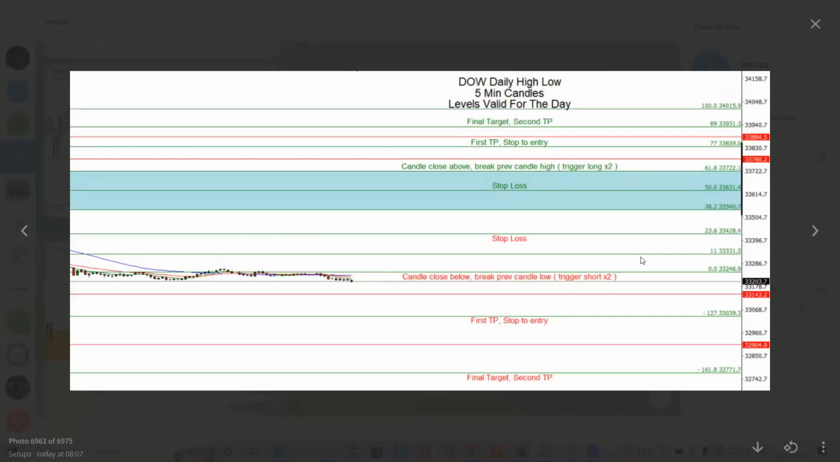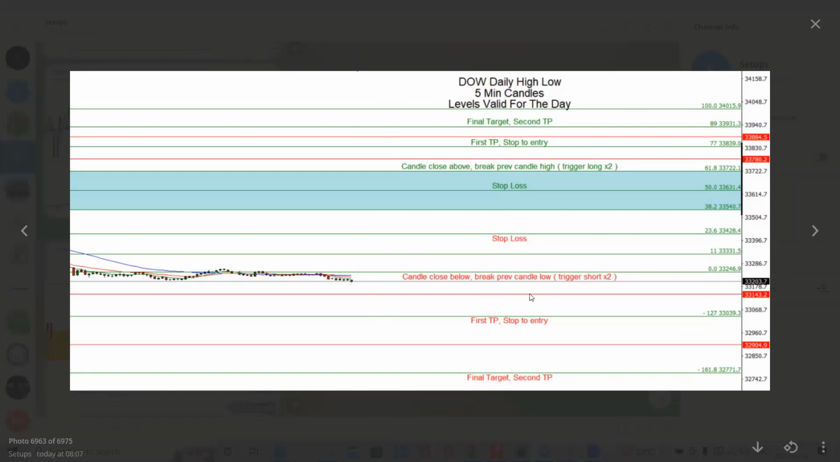On the Dow daily high low, currently between levels of 0 and minus 127. If you look at moving averages, 50 is above 21, above 8. That's indicating trend is down. We did get a valid trigger for a short below 0 to aim for the minus 127 first TP, minus 161.8 second TP, and stop loss being at the 23.6.